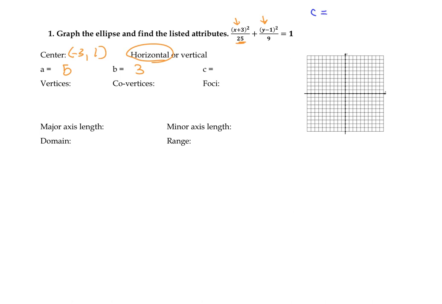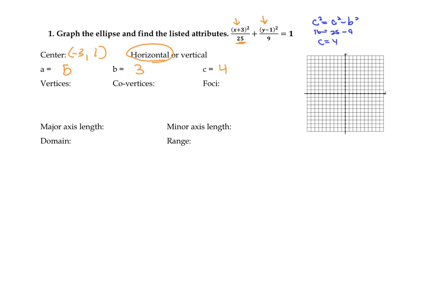And then since this is an addition, remember we're going to do c squared. C squared equals a squared minus b squared. So I've got 25 minus 9 is 16. So my c value is 4. So my foci is 4.